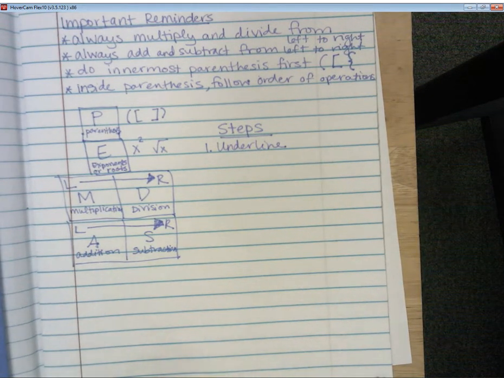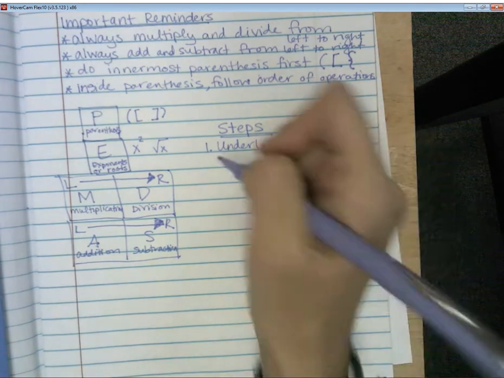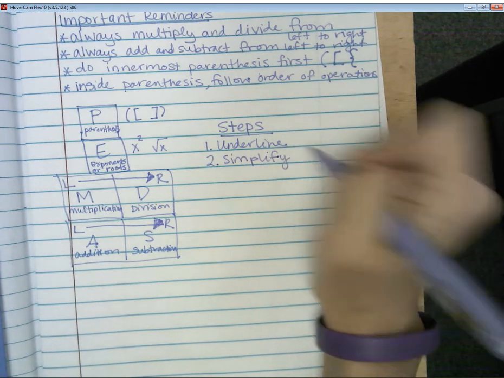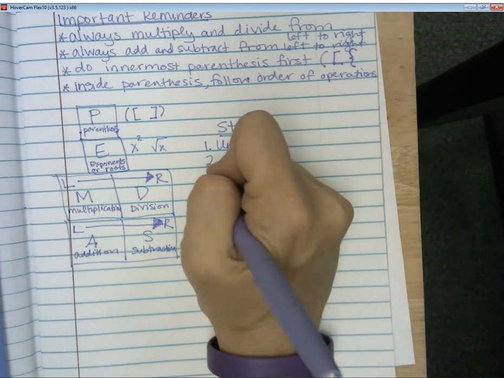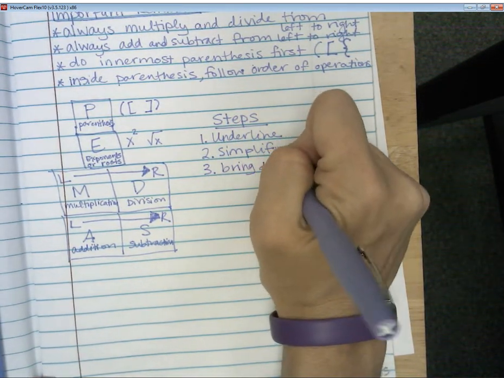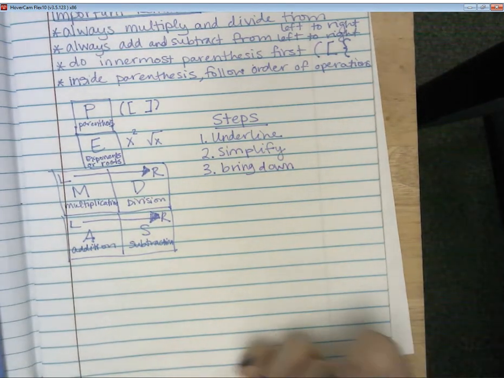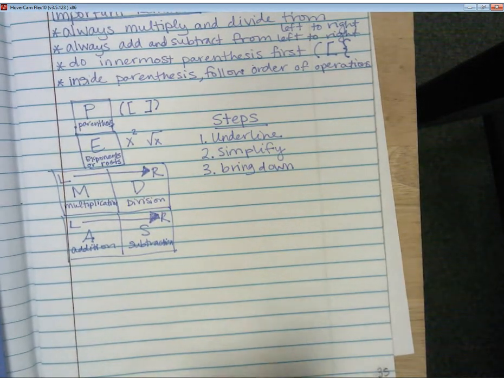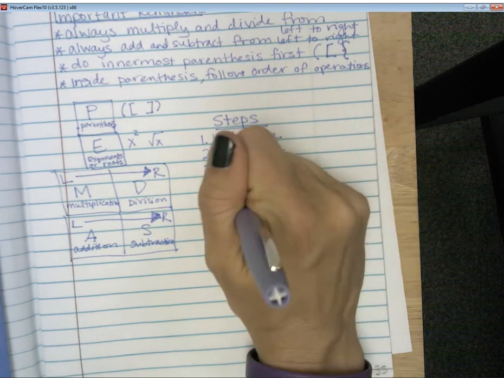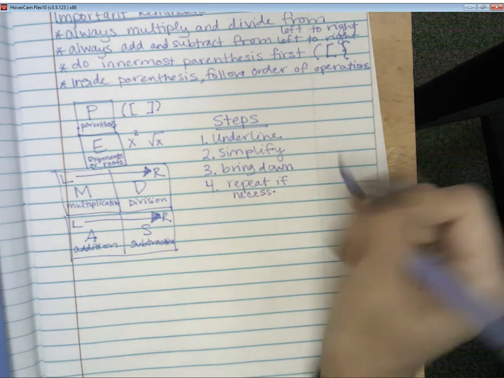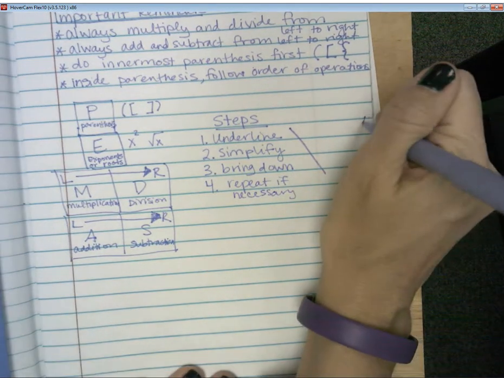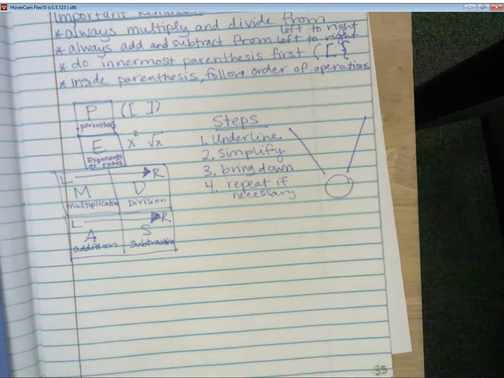So maybe your first thing that you're doing is the parentheses. You're going to underline the parentheses. Then you're going to simplify. Simplify means like solve that part of it. Then you're going to bring down. So I'll show you what that means, but it just involves you bringing down the rest of the problem because you're going to be rewriting it. And then the last step is repeat if necessary. So as you're solving your problems, you should get kind of this reverse pyramid effect. And then at the bottom, you'll circle your answer.